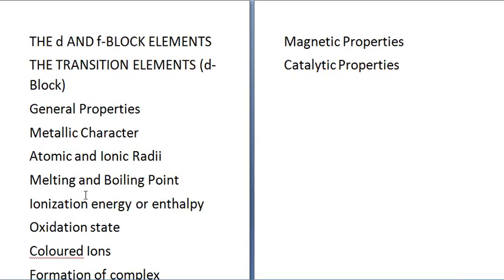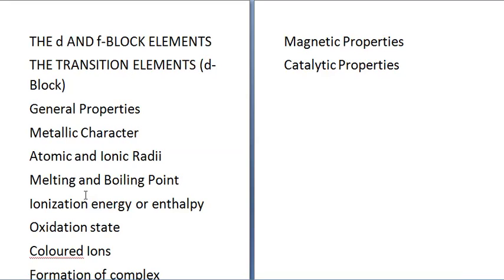The melting point increases to a maximum and then decreases as the atomic number increases. Manganese and technetium have abnormally low melting points. Strong metallic bonds between atoms of these elements are responsible for high melting and boiling points. So they have high enthalpy of atomization.